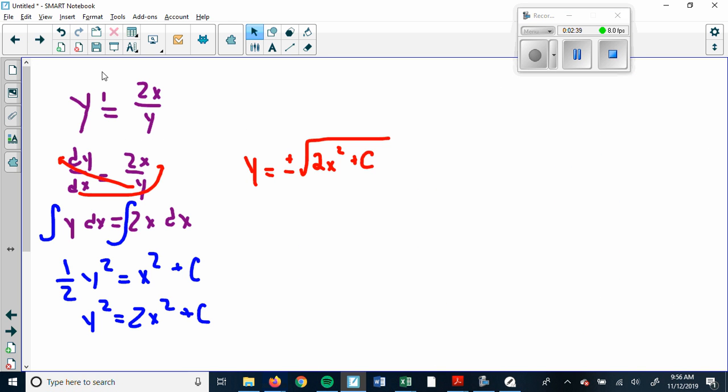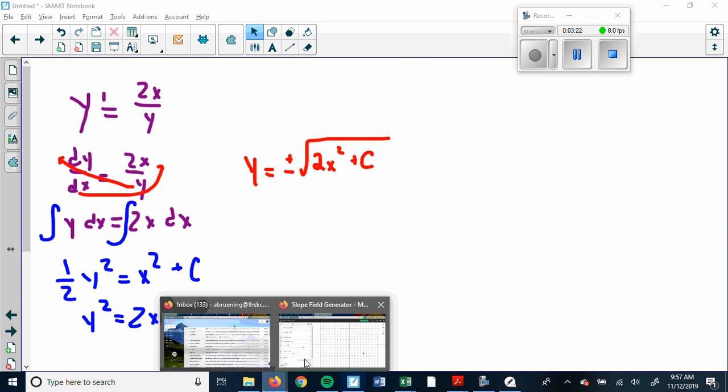Let's solve this. Y prime is 2x over y. I'm going to make it dy over dx is 2x over y. And you can see I move the dx here and I move the y there. So I have the integral of y dy equals 2x dx. When I take that integral, I get 1/2 y squared equals x squared. And I just chose to put the constant on this side. Remember, I had a constant here, but I'd have to move it over here. Now I'm going to solve for y. I get y squared equals 2x squared. If I multiply a constant times 2, I still get a constant. Now when I take the square root, I get positive or negative the square root of 2x squared plus c.